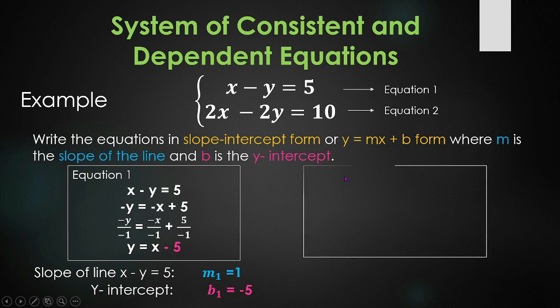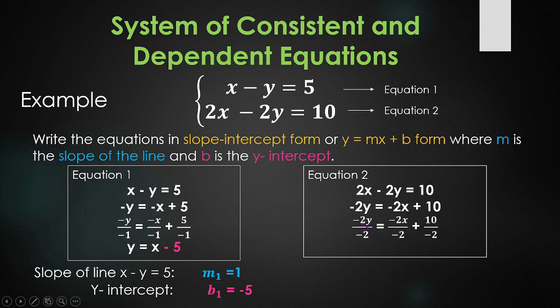Let's have equation 2. Equation 2 is 2x minus 2y equals 10. So we retain negative 2y on the left and transpose 2x to the right side of the equation. Since we have negative 2y here and we are solving for y, we are going to divide both sides of the equation by negative 2. So negative 2y divided by negative 2, the answer is y. Negative 2x divided by negative 2, the answer is x. 10 divided by negative 2, the answer is negative 5. As you can see, we have solved for the same slope-intercept form, y equals x minus 5.